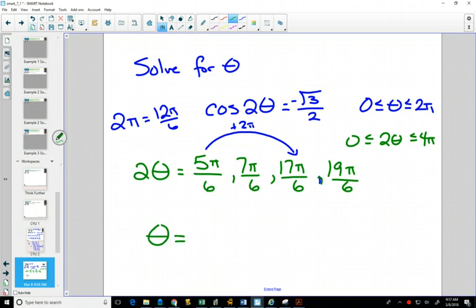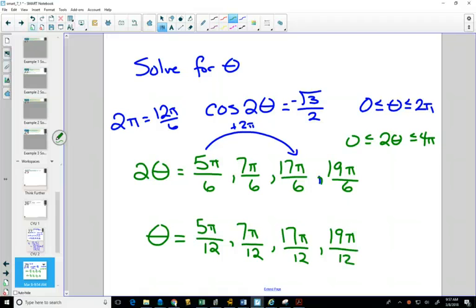If I'm solving for theta here, I would need to divide by 2. Now, when dealing with fractions, remember that dividing by 2 is the same as multiplying by a half. So when I divide 5 pi over 6 by 2, multiplying by a half is an easier mental math thing to think about. It's going to be 5 pi over 12, 7 pi over 12, 17 pi over 12, and 19 pi over 12.